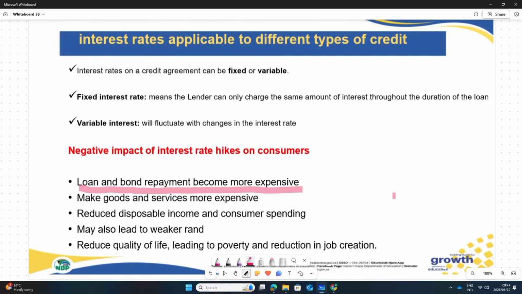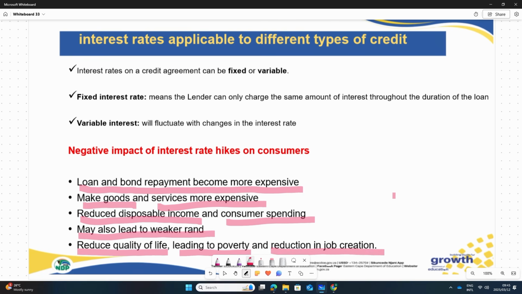Let us look at the negative impact of interest rate hikes on consumers' trade-offs. Loan and bond repayments become more expensive. It makes goods and services more expensive. Reduced disposable income and consumer spending may also lead to a weaker rand, reduced quality of life leading to poverty, and reduction in job creation.